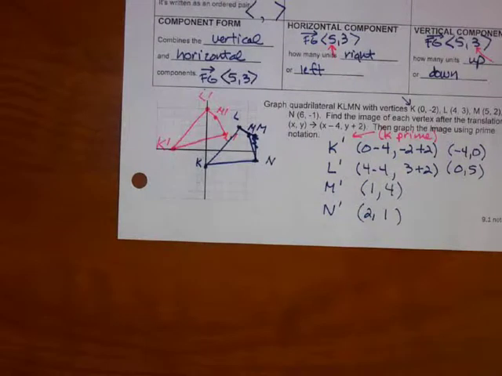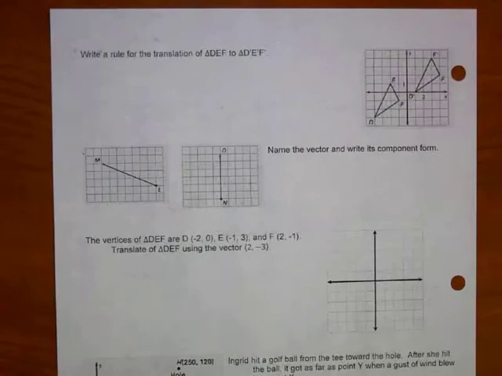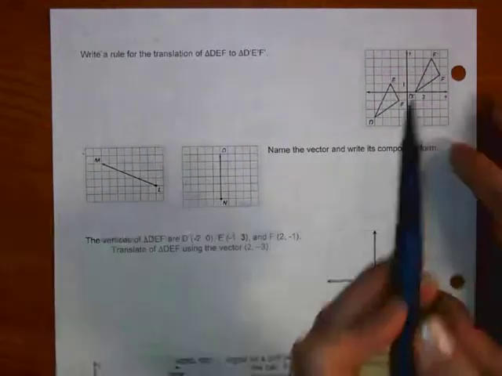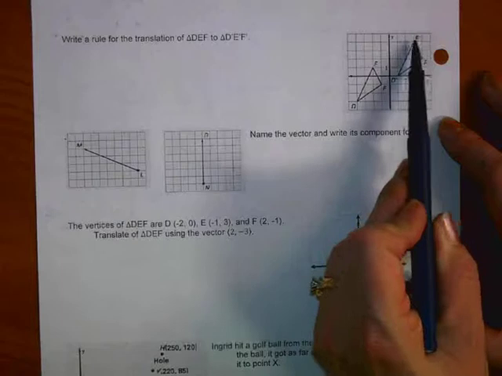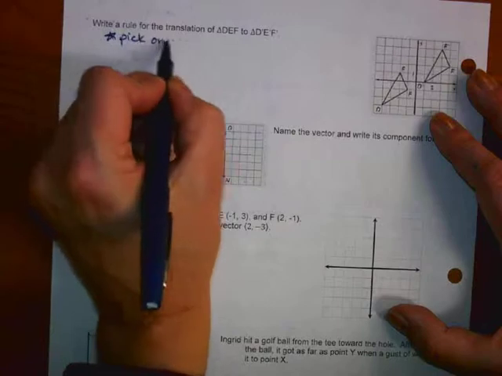Not too bad. Okay, turn it over so we can get to vectors. Rule based off the picture. How do we know which one's the image and which one's the pre-image? How do we know? By the little markers. Yeah, this is after the translation right here, isn't it? So what I would suggest you do is just pick one point and count the X and Y movement.